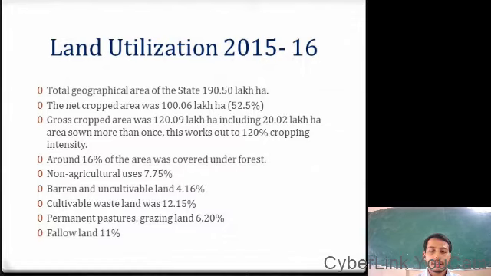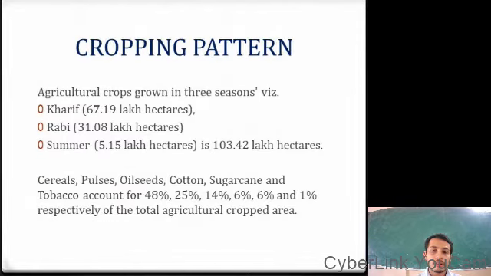And the next topic is the cropping pattern in Karnataka agriculture. In agricultural activity, we classify the seasons into three categories of agricultural cropping patterns. They are Kharif season and Rabi season, these two are the major seasons, and we introduce another one, summer season. In Kharif season, we do agricultural cultivation on around 67.19 lakh hectares. The Kharif season is the major agricultural season. The next one, Rabi season, accounts for 31.08 lakh hectares of cultivation, and the summer season accounts for 5.15 lakh hectares.